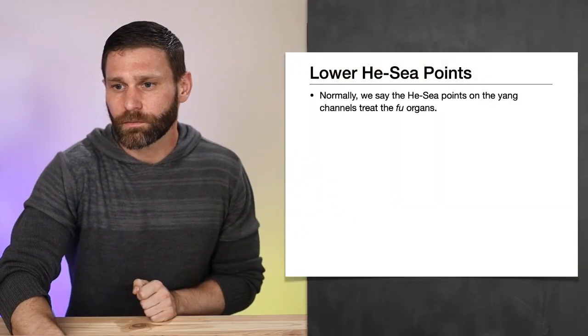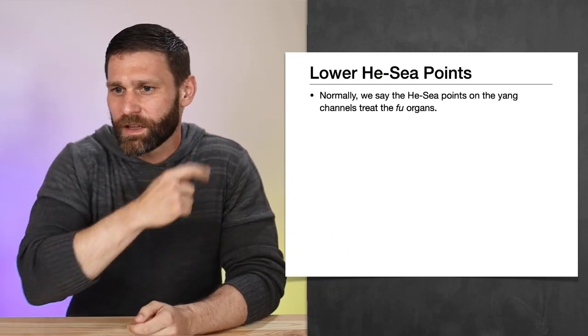And so this is something that really just applies to the yang channels. So the large intestine, small intestine, and Sanjiao all have an additional point on the leg called the lower He point. When it comes to the stomach channel, the UB channel, and the gallbladder channel, those only have one He point. It's already lower. It's already on the lower body. And those are able to treat the organs. It's just the yang channels on the arm, we had to come up with a different point that performs that function.